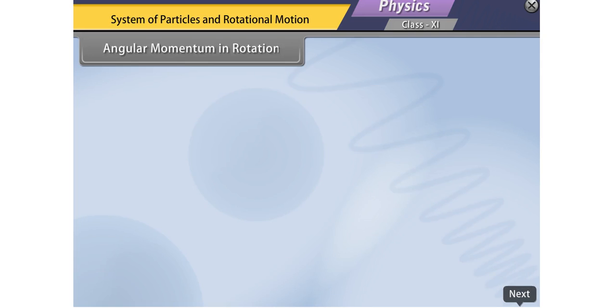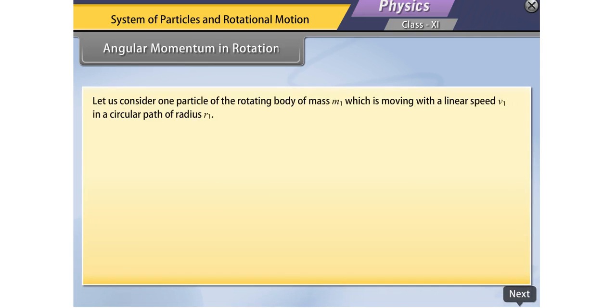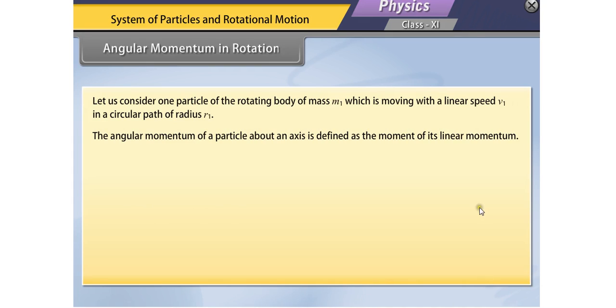Angular momentum in rotation. Let us consider one particle of the rotating body of mass m1, which is moving with a linear speed v1 in a circular path of radius r1. The angular momentum of a particle about an axis is defined as the moment of its linear momentum. Hence, angular momentum of particle p1 is given by L1 = m1 r1² ω.